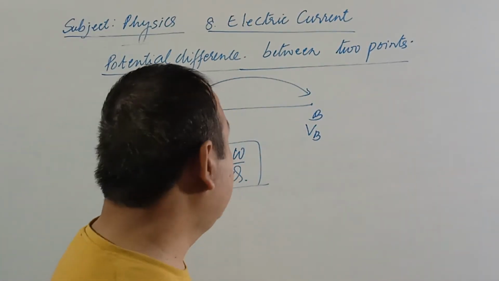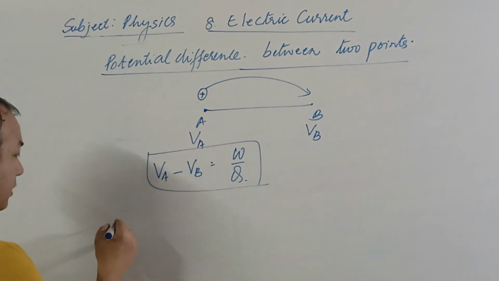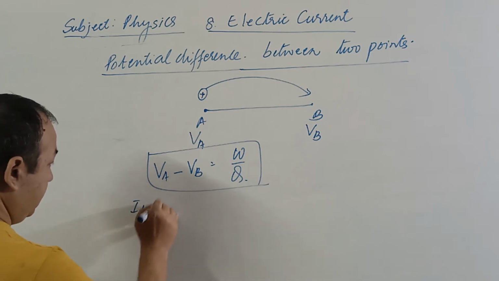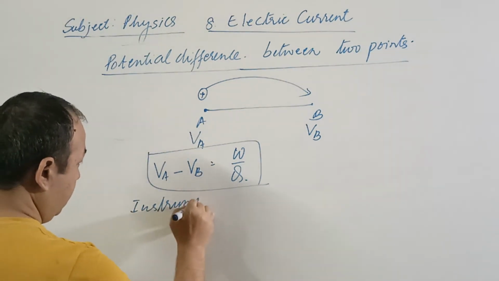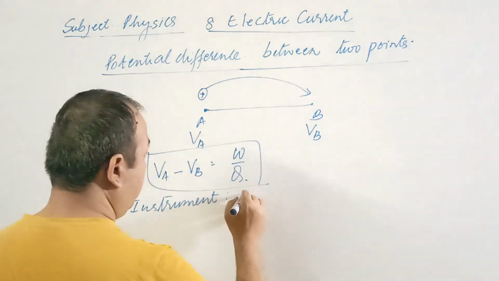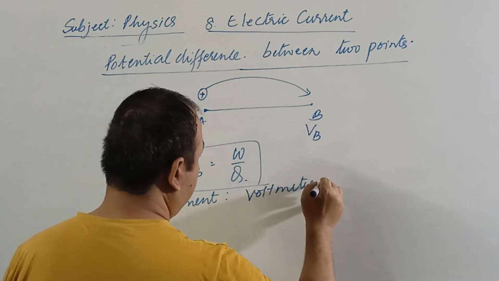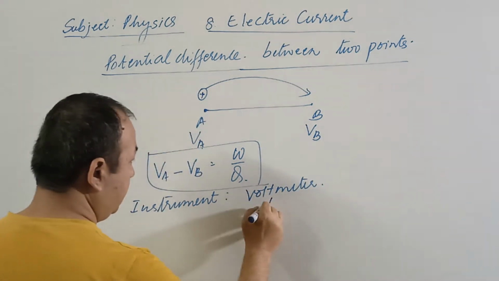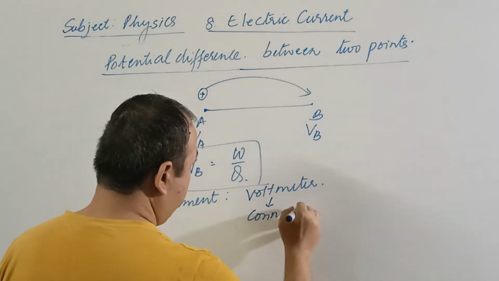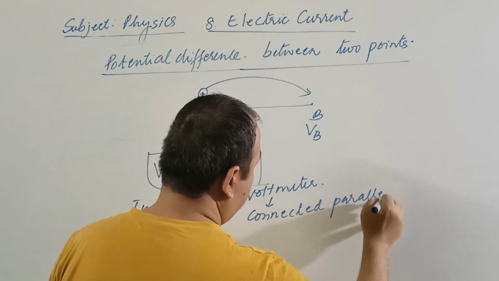The SI unit of potential difference is also volt. And the instrument for measuring this potential difference in the electric circuit is the voltmeter, which is always connected in parallel. This point also you need to remember, connected in parallel in the electric circuit.